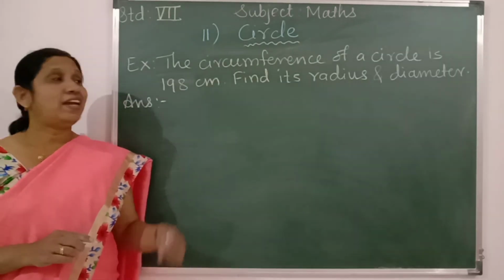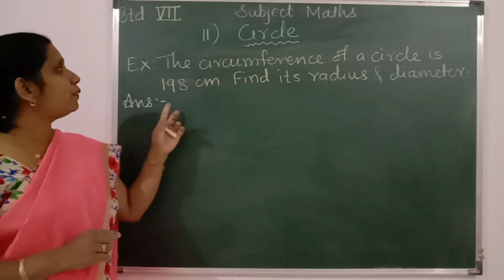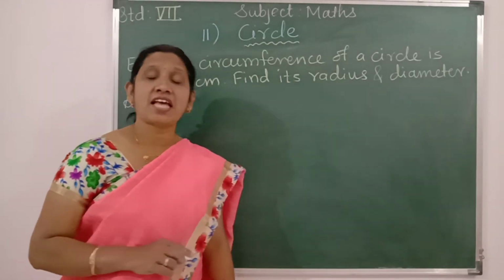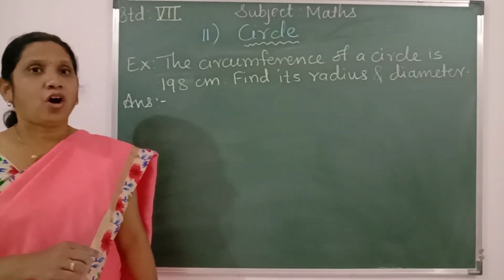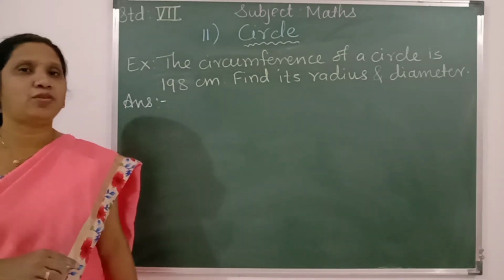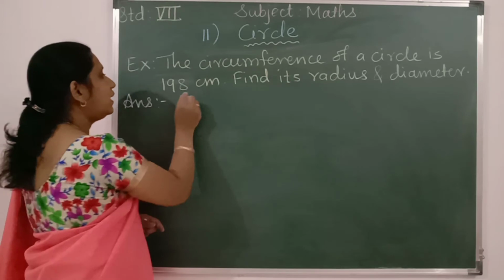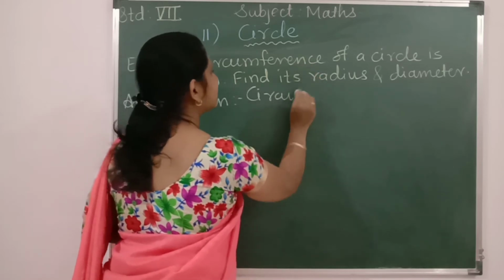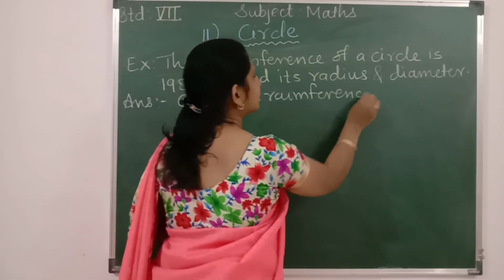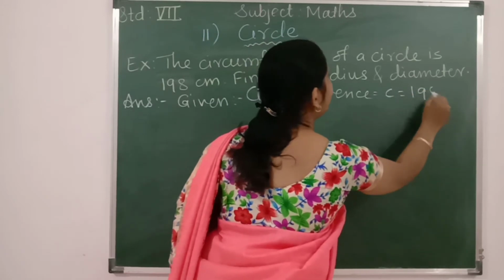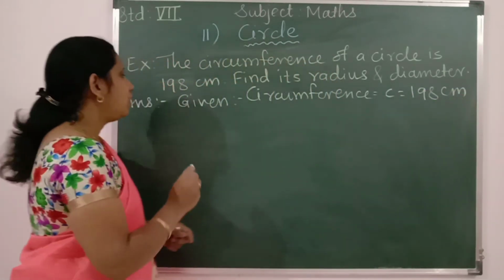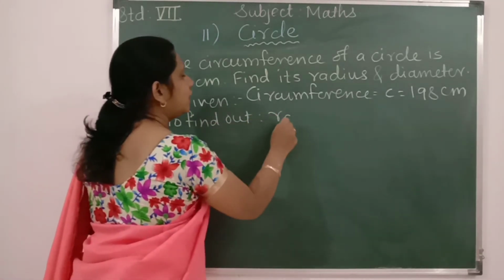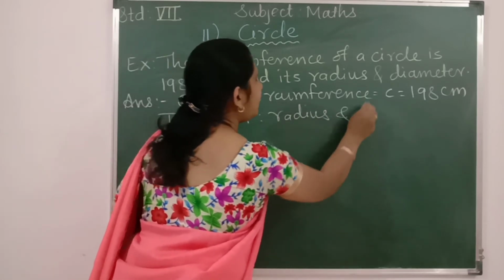Students, now let us see this question. The circumference of a circle is given 198 centimeter. We have to find its radius as well as diameter. Of course, when one thing is given, we can find out the other thing, right? So let's write as usual. Given circumference C is 198 centimeter. What is to find out? Radius and diameter.